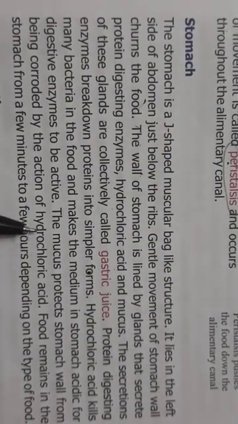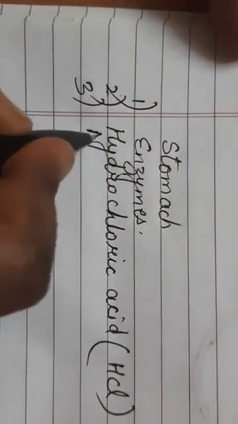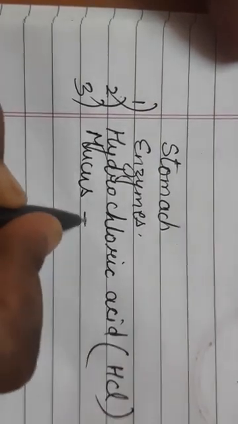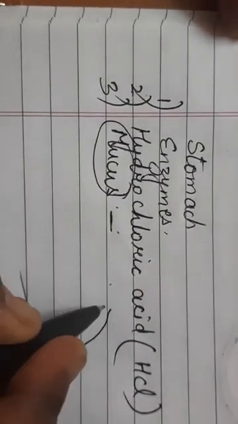And then the third part is the mucus. There is another part in the stomach which is called the mucus. What does this mucus do? The function of the mucus is that it protects the stomach. Just now I told you the stomach is J-shaped. So this mucus is present on the lining of the stomach.